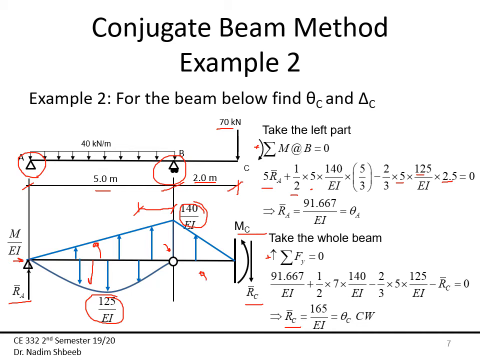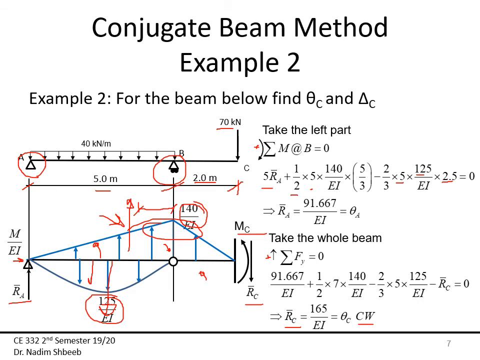Again, up is positive, 91.67 over EI plus 1/2 times 7, which is this full triangle right here, times 140 over EI, minus 2/3 times 5 times 125. So this is going to be my force this way, and this is going to be that force over here. Minus RC is equal to 0, then RC is equal to 165 over EI. Again, here I'm having negative shear, no, I mean positive shear, so this rotation is clockwise.